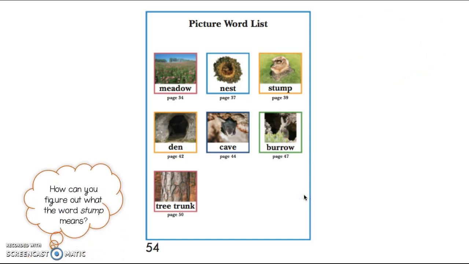All right, so let's really work hard on this one. How can you figure out what the word stump means? Can you find the word stump in our picture word list? Let's see, meadow, nest. Ah, stump. There it is. Here's a picture of a stump. Well, you look at the picture, it kind of looks like a chunk of a tree or something. But where could we go to learn more about stump? Yeah, page 39. Let's do that.